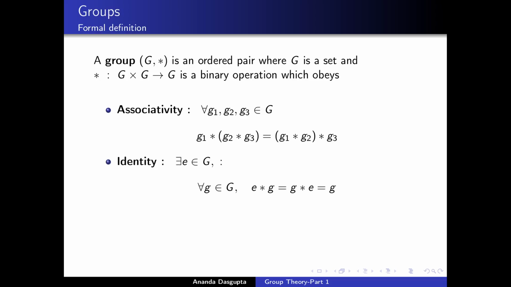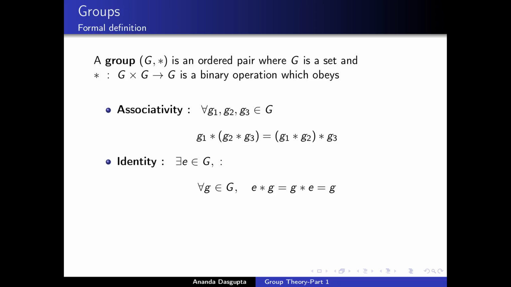Another property is the existence of an identity, that there exists at least one element in the group G, and it will turn out that it's a unique element, there's only one such element in the group, such that for all g belonging to capital G, e star g must be the same as g star e, and that must be the same as g. In other words, when you compose an identity or multiply the identity either on the left or on the right by any group element, that particular group element gets returned. The identity will not change that group element.